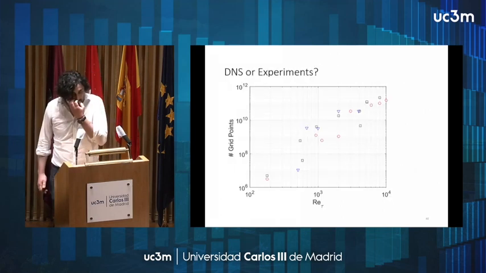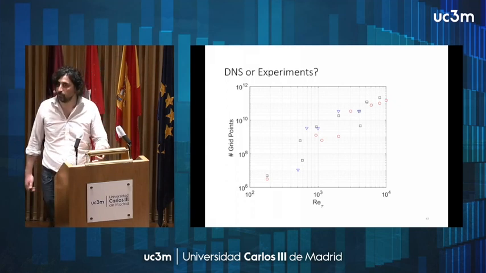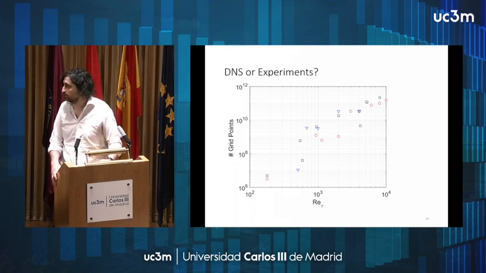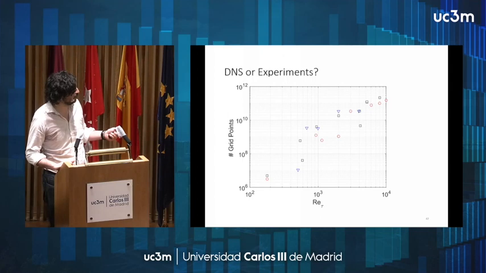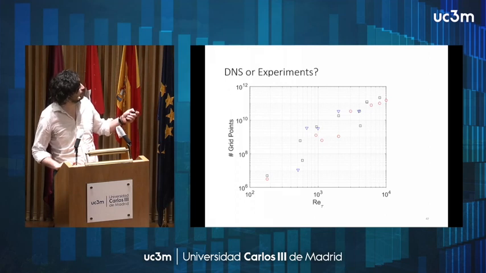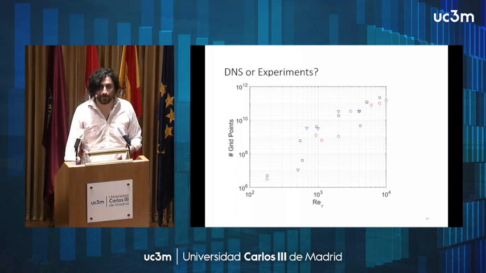What about the future? An important role in this may be played by DNS, direct numerical simulation. We mentioned experiments, we did not mention simulations so far. Why is that? It's because as we increase the Reynolds number, the number of grid points needed to fully resolve the flow increases strongly. If you want to reach a Reynolds number of 10,000, you almost need a trillion points.